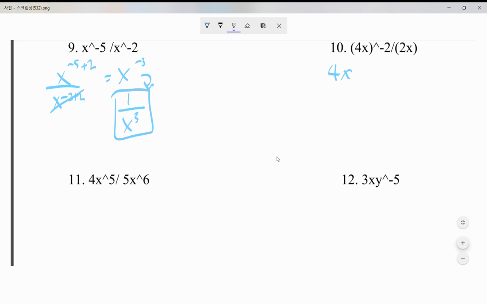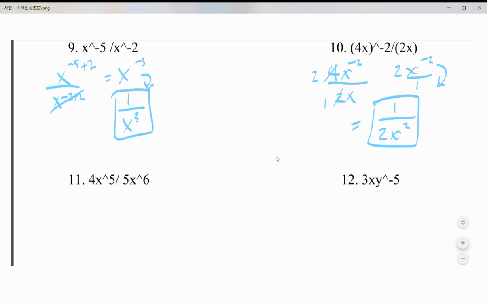Number 10 is 4x^-2 over 2x. Well, we can cancel this out right now, which means it's 2x^-2 over 1. Flip it over because the exponent is negative. So it's 1 over 2x squared. Next, 4x^5 over 5x^6. You can cancel 5 out. So that's just 4 over 5x.